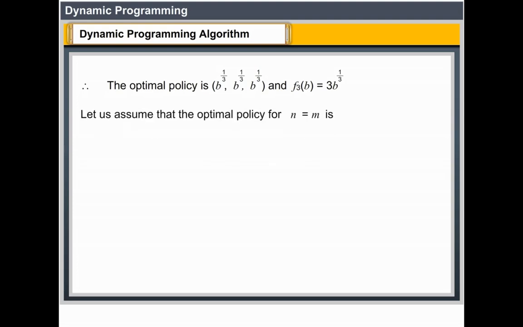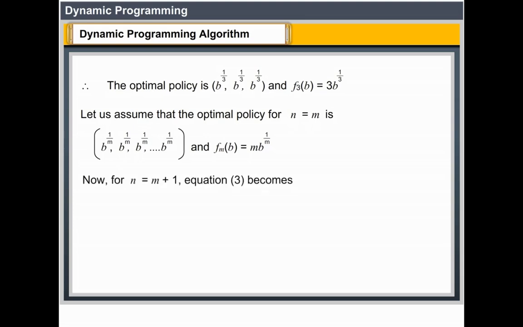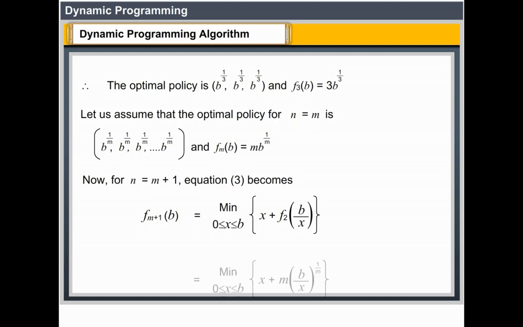Let us assume that the optimal policy for n equal to m is b power 1 by m, b power 1 by m, and so on, b power 1 by m, and fm of b equals m into b power 1 by m. For n equal to m plus 1, equation 3 becomes fm plus 1 of b equal to minimum of x plus fm of b by x for 0 ≤ x ≤ b, equal to minimum of x plus m into (b by x) whole power 1 by m for 0 ≤ x ≤ b.